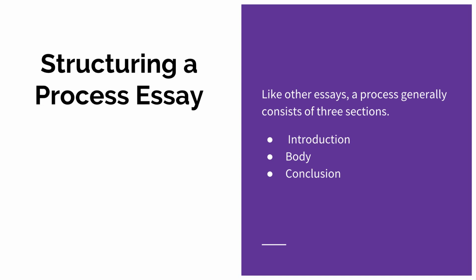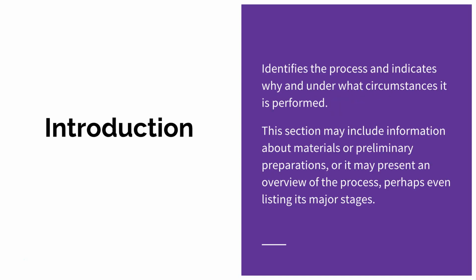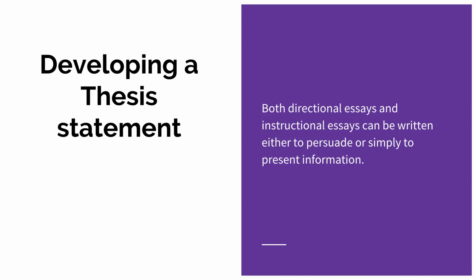Like other essays, a process generally consists of 3 sections: an introduction, a body, and a conclusion. Within your introduction, you are going to identify the process and indicate why and under what circumstances it is performed. This section may also include information about materials or preliminary preparations, or it may present an overview of the process, perhaps even listing its major stages.